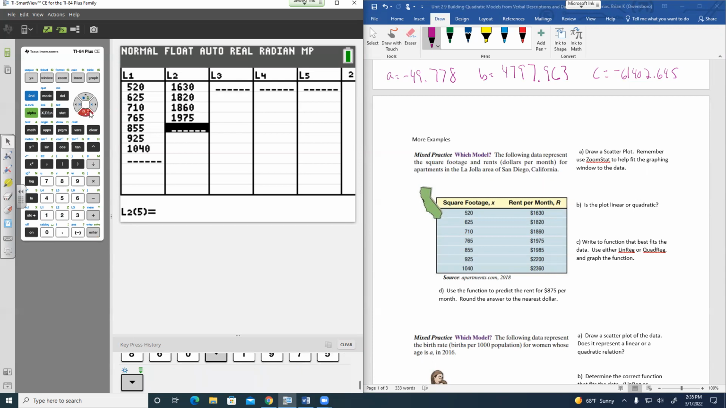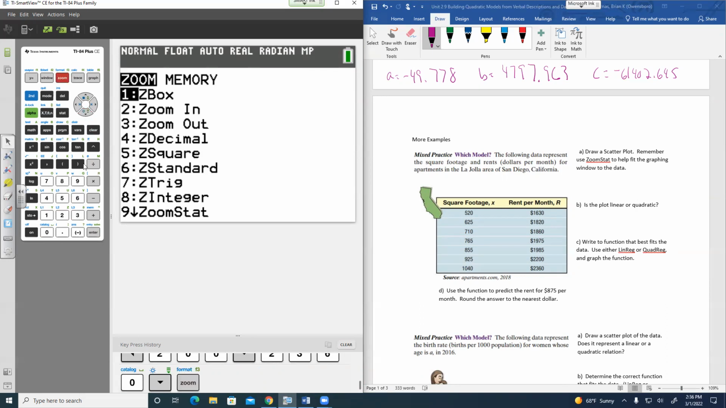Good thing we don't have to pay those types of rents. Ours aren't quite that high here in Kentucky. And let's see here. Whoa, $2,000 for a month. And then 2,360. And this is back in 2018. Things are a lot higher now too.